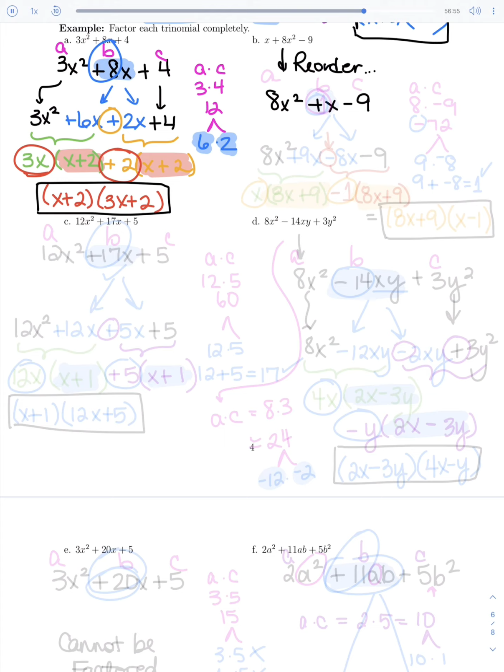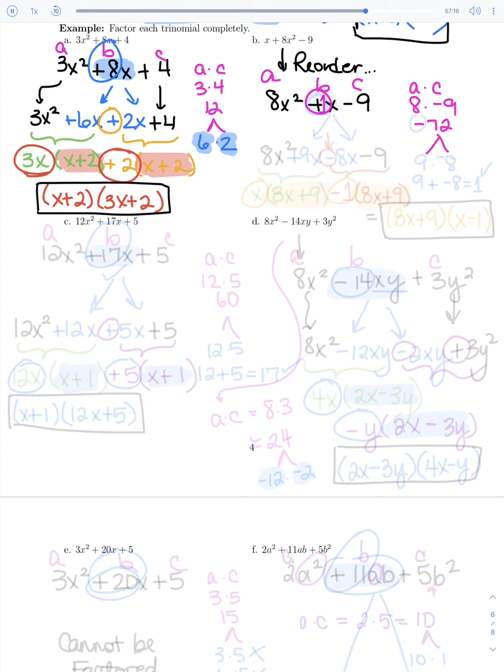Let's take a look at B. Our A in B is 8. Our B in problem B here is a hidden 1. And our C here is negative 9. So A times C, 8 times negative 9, when I multiply that together, is negative 72.